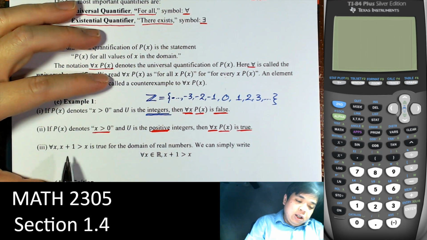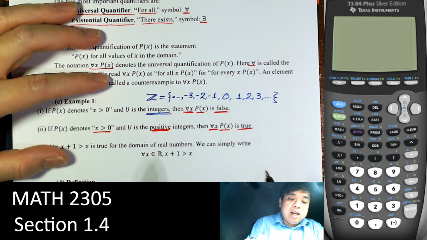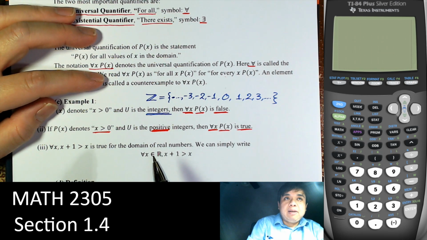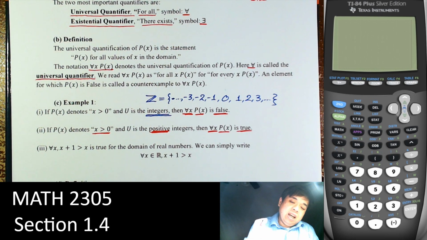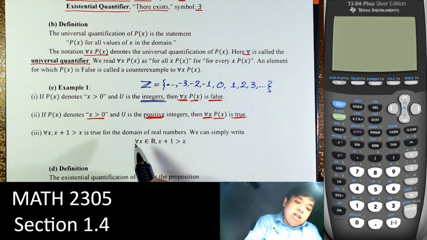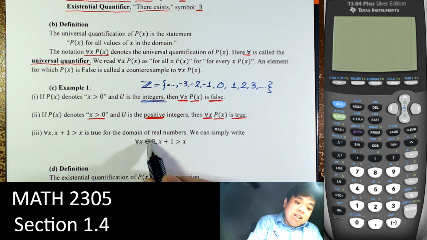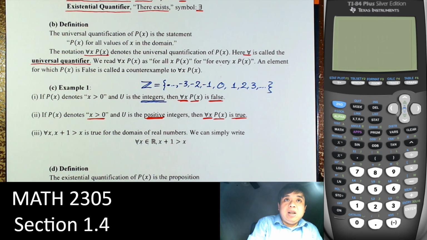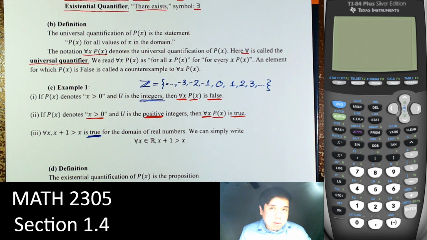And then the next one, for every x, x plus 1 is greater than x, and it's true for the domain of all real numbers. That makes sense because x plus 1 is bigger than x. Any number plus 1 is going to be bigger than itself originally. So in this case, this is true. Again, if we had known set theory, we would just say for every x in the set of real numbers, we just write it like that. But this is true, because x plus 1 is greater than x. Any number plus 1 is greater than itself originally. So that makes sense, right?